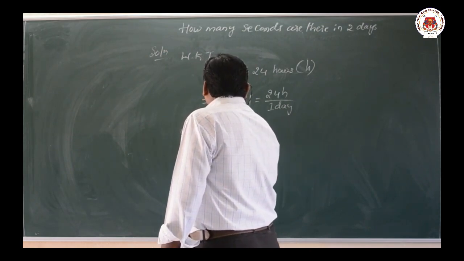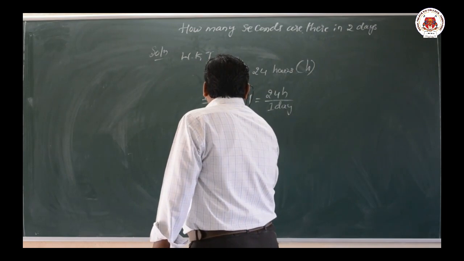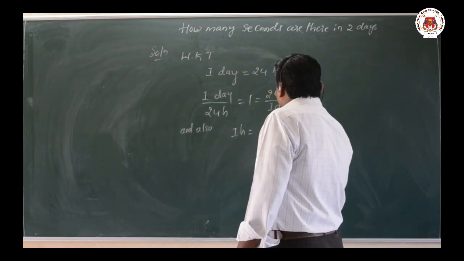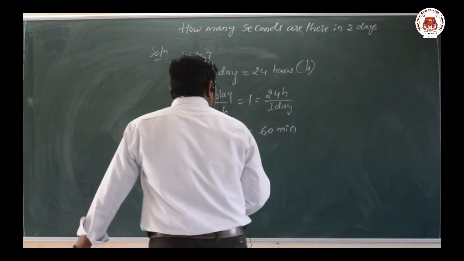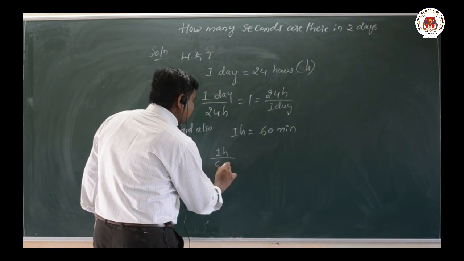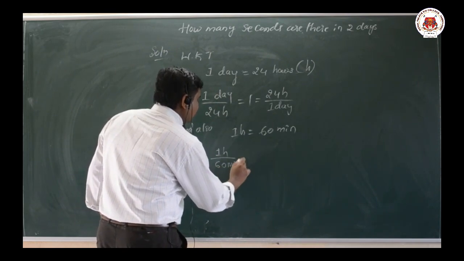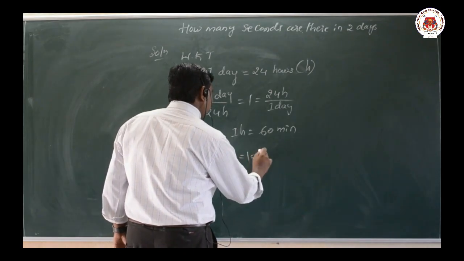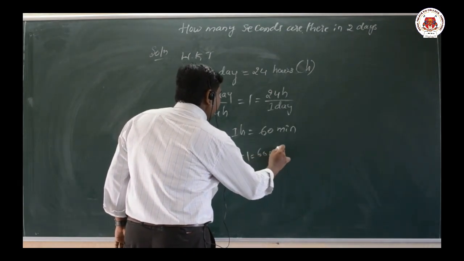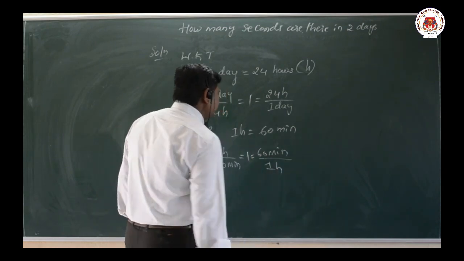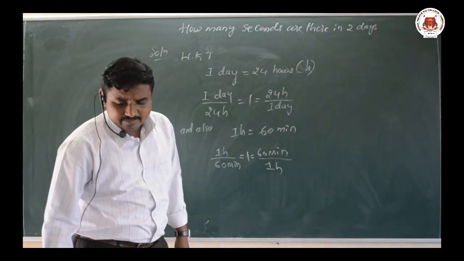And also we know that 1 hour equals 60 minutes. So for this you can write the unit factor 1 hour divided by 60 minutes, that is equal to 1, and that is also equal to what here? 60 minutes divided by 1 hour. Again two factors.